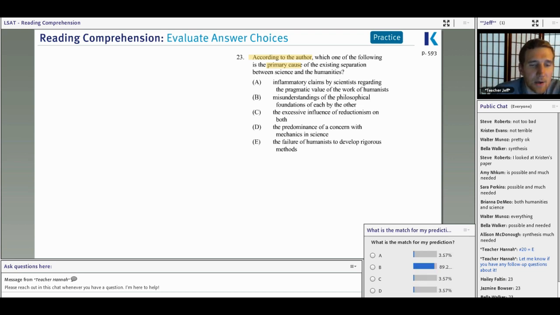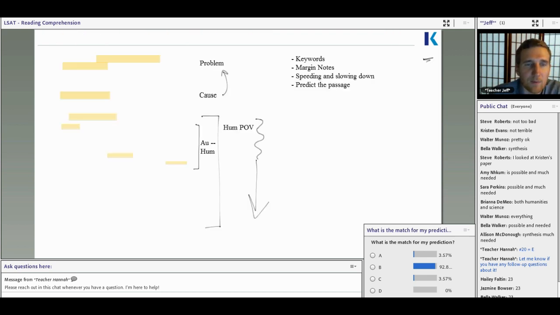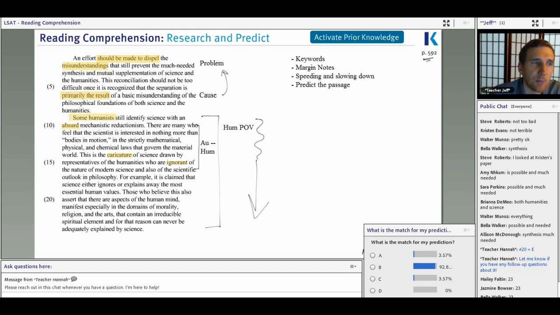All right, taking a look at your answers, we do have 89% in the right answer with B. Good job. I'll show you why it's right and the others aren't, and it's really about that research. Remember again that the primary cause is given to us in the very first paragraph. So the primary cause is a result of a basic misunderstanding of the philosophical foundations of both science and the humanities. Again, that's the very last part of the first paragraph.